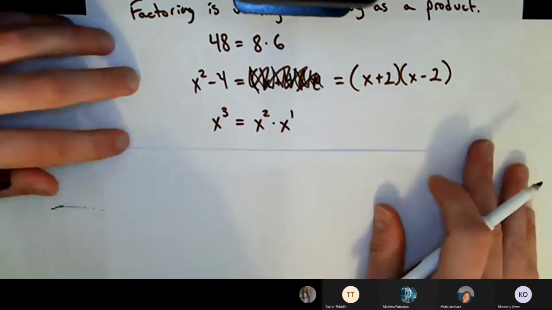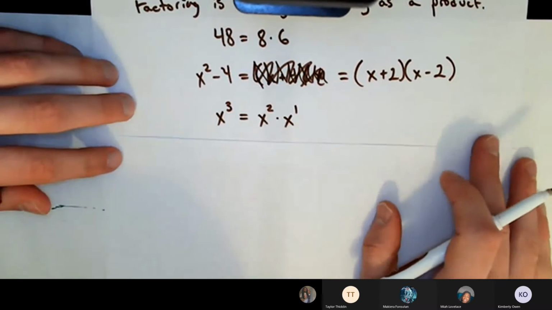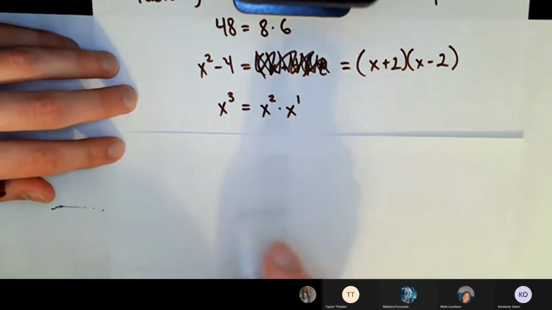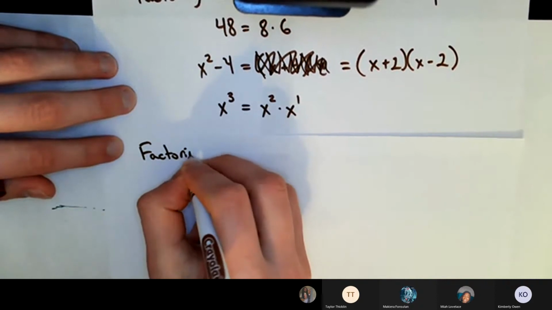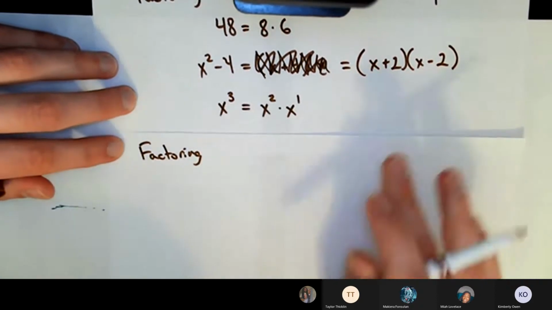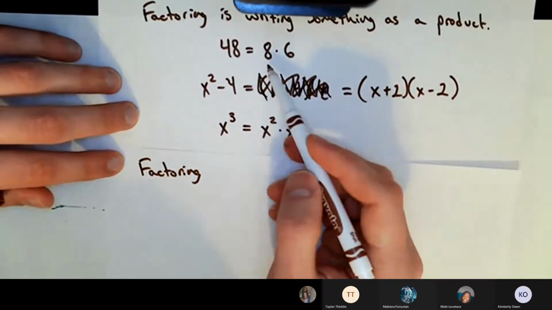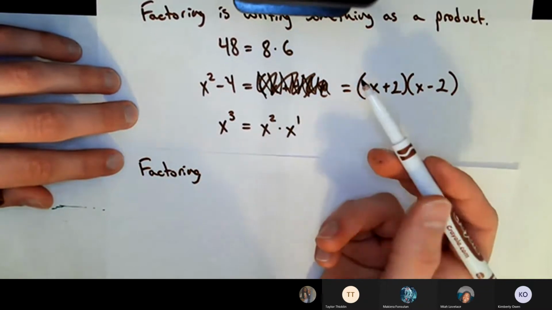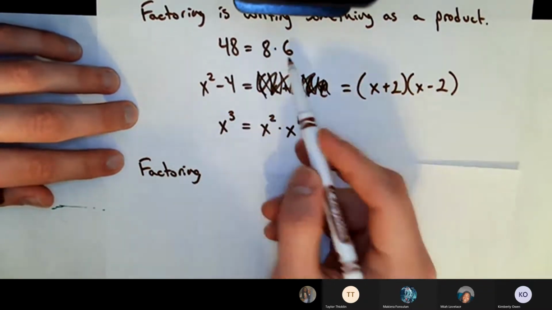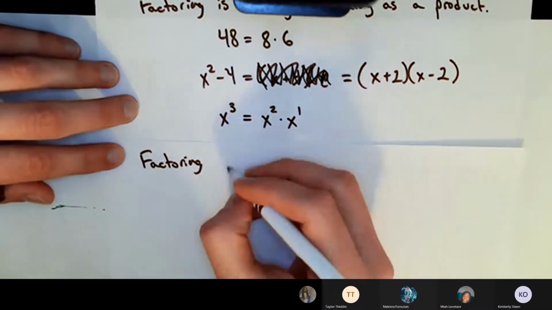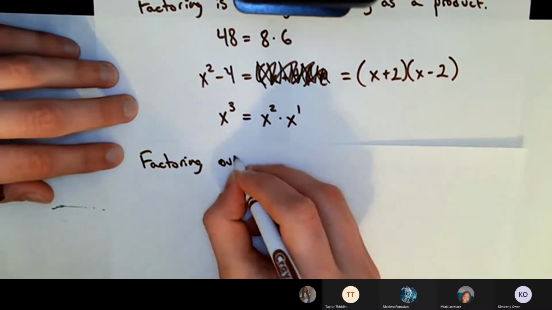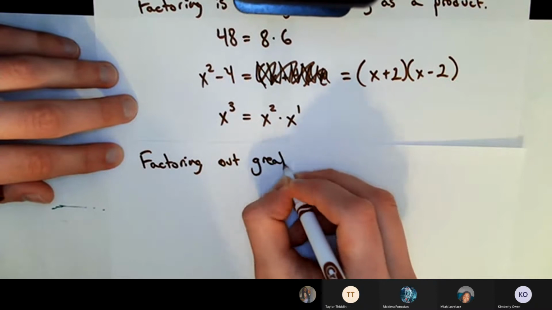Let's talk about some special factoring techniques. Before we get into difference of squares, let's talk about factoring out a greatest common factor, because really, what do we need to study? Do we need to study factoring numbers? No, because that's a prerequisite for this course, right? You should know how to factor numbers. We need to talk about factoring polynomials. So let's start with factoring out greatest common factors.